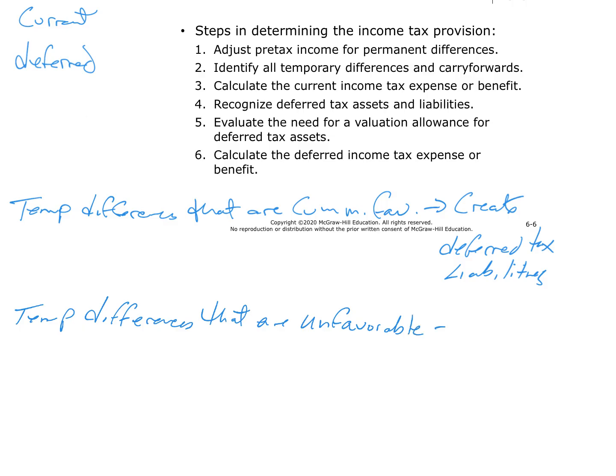All right, now, alternately, if you have temporary differences that are cumulatively unfavorable, so your taxable income has been higher than your book income. So think about it. If your taxable income has been higher than your book income, you've paid a lot of taxes relative to what you would pay if it was calculated on your book income up front, right? So what does this do? This is going to create deferred tax assets. Okay? So try to keep those straight in your head.